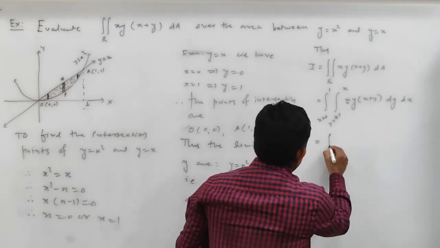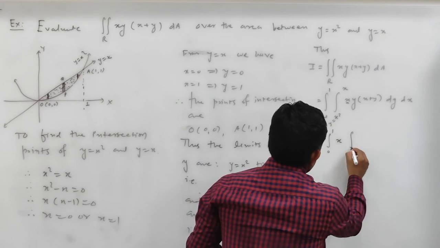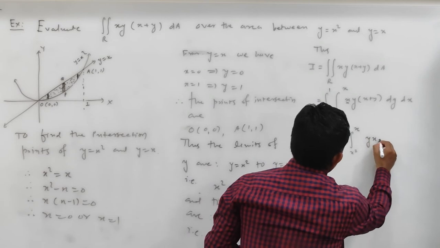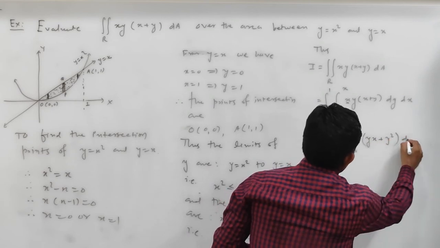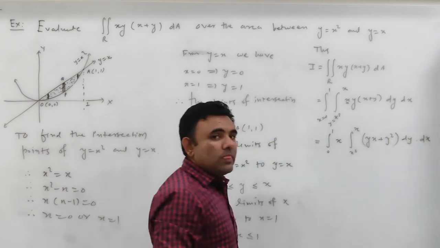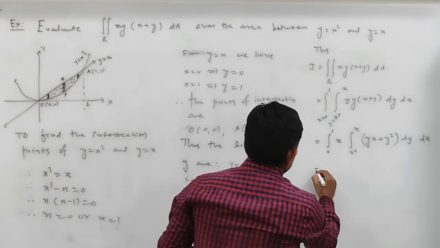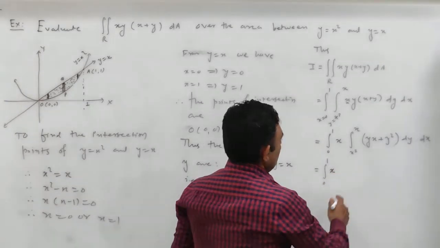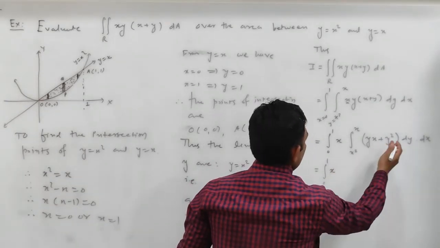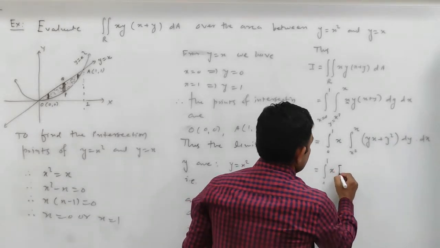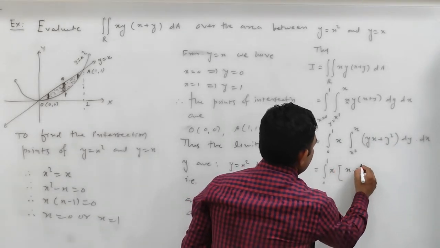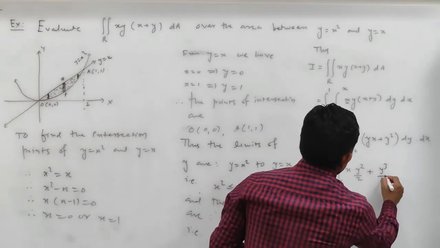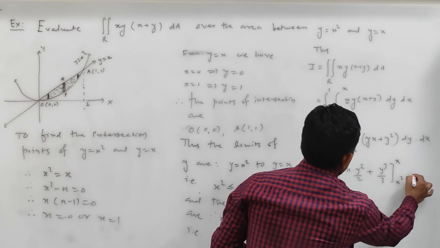So this will be integration 0 to 1 of x times the integration from x squared to x. Now let me multiply this y inside: yx plus y squared, dy, dx. So integration 0 to 1, x will be as it is. Now integrate this function with respect to y, treating x as a constant. Integration of y is y squared by 2, and integration of y squared is y cubed by 3, and the limits are from x squared to x, dx.